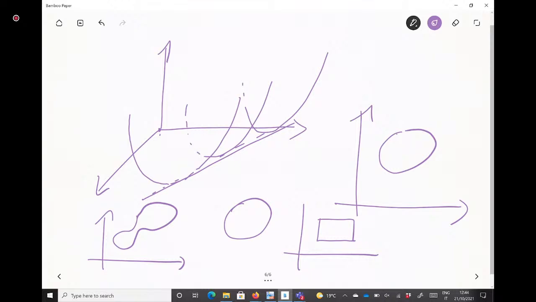This is a set for which you can find 2 points. You join them, and part of the segment falls outside of the set. So it doesn't make sense trying to define convex or concave functions if the domain is a set like this. Okay, the domain must be a convex set.